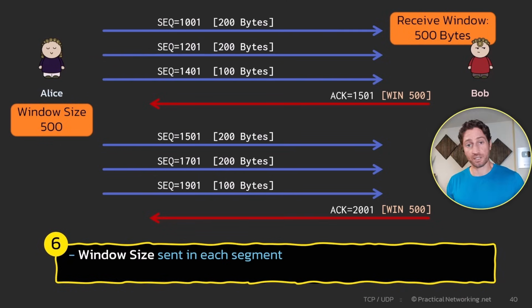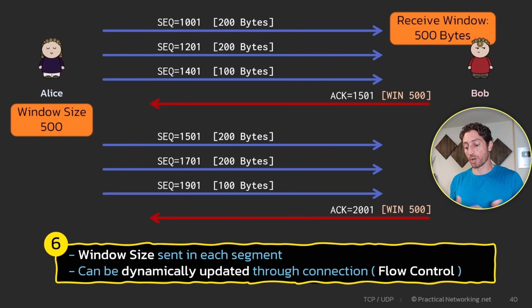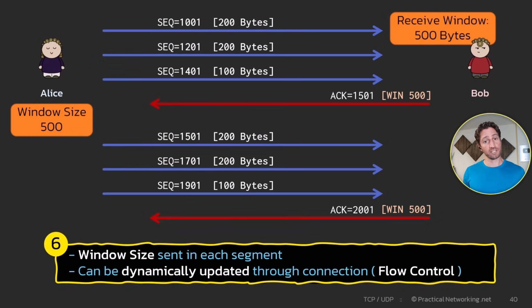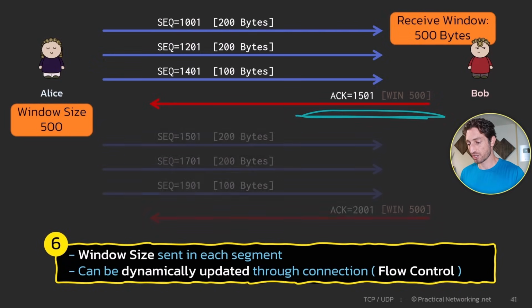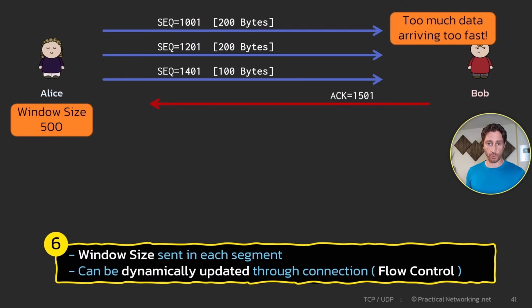The additional benefit to the window size being sent in every single segment is it can actually be updated throughout the life of the connection. This is how TCP does what is known as flow control. So let me show you. Let's just say that at this point in the conversation, Bob is receiving too much data too quickly. Bob still wants to confirm having received those 500 bytes, but wants to slow down how much data Alice is sending at a time. Well, what Bob can do is send ACK 1501 to confirm receiving these 500 bytes, but then also send the window size, which exists in each segment, of 0.